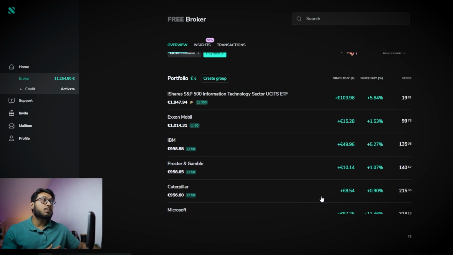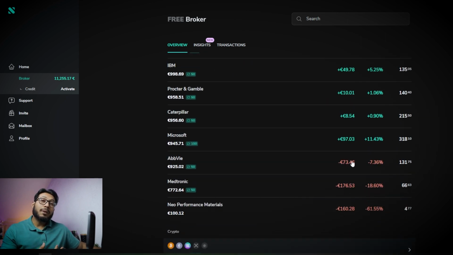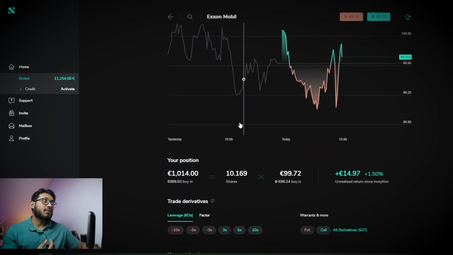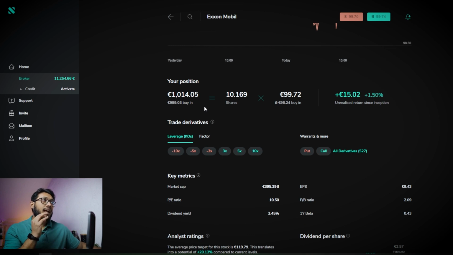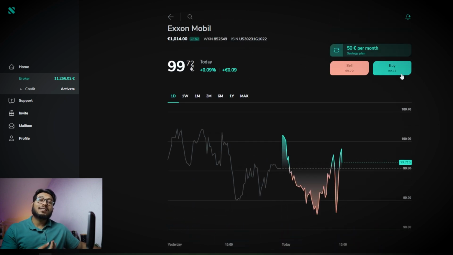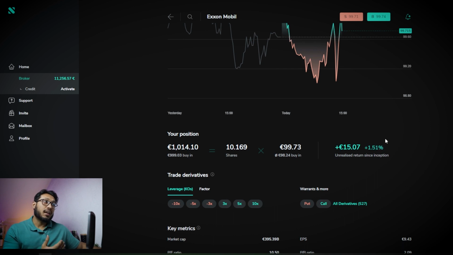Now, all of this profit is not realized and neither is the loss. What I mean by realizing is, at this moment, I have invested almost 1,000 euros in ExxonMobil and the unrealized profit is 15.33 euros. I can only realize this profit when I sell this stock. So if I've kept my position, any losses or any gains that I have with this stock or ETF will be either unrealized gains or unrealized losses.